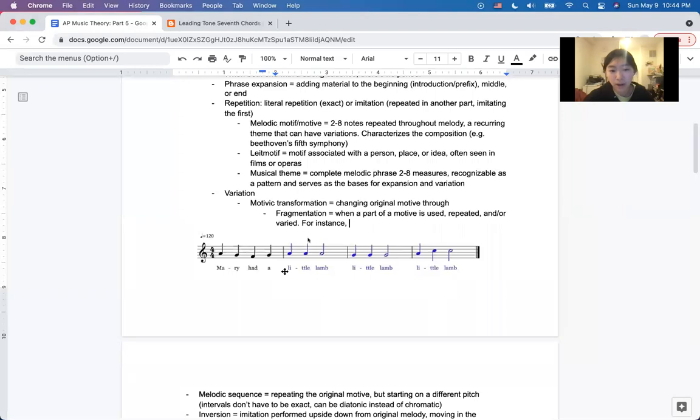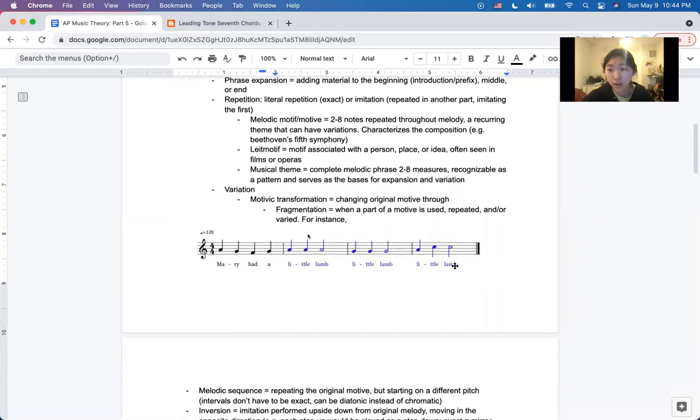Like, for instance, in Mary Had a Little Lamb, this is especially prevalent in the last 3 out of 4 measures here. So these are all fragments of the second measure, you have 2/4 notes and a half note, and you just see that repeated but varied here.